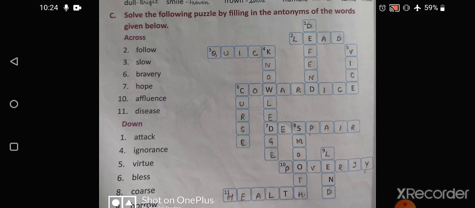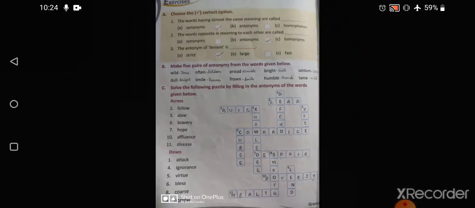Now coming on to the down one. Attack, defend. Ignorance, knowledge. Virtue, wise. Bless, curse. Course, smooth. And borrow, lend. All right. With this, the exercise of this chapter is over, and these 2 chapters are over now.